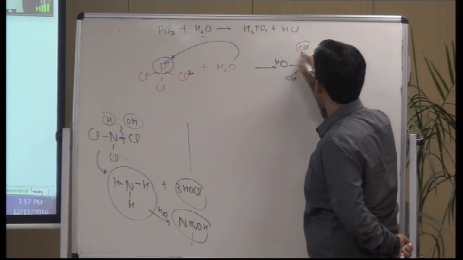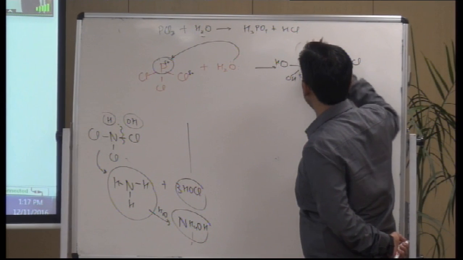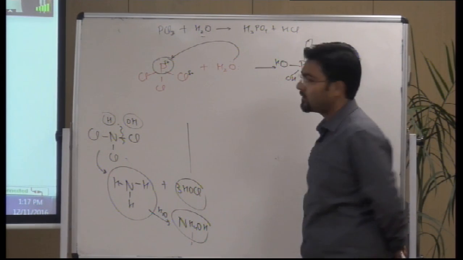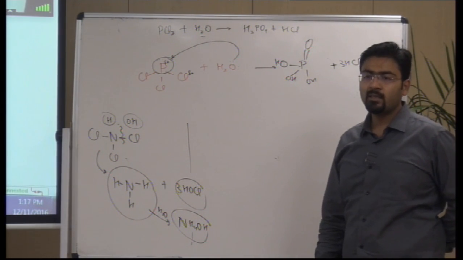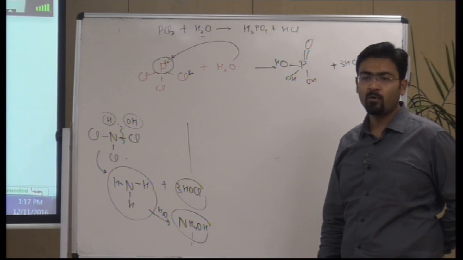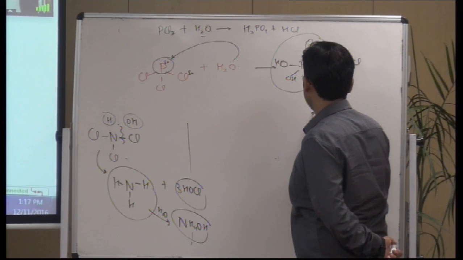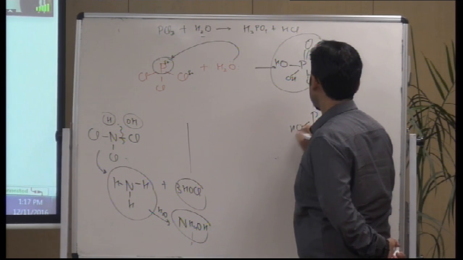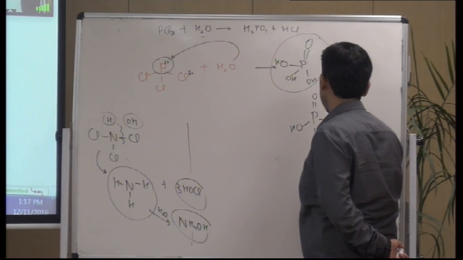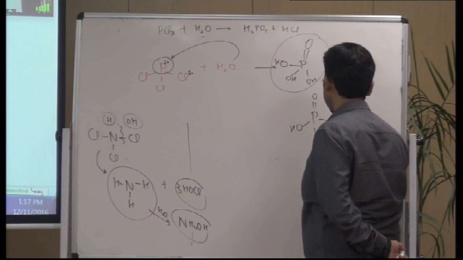So I can remove H2O from it and can say there will be an oxy linkage that will be formed, right? So this is nothing but P double bond OH, OH and OH. This is nothing but H3PO4.